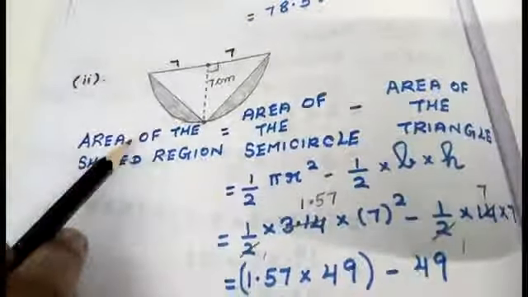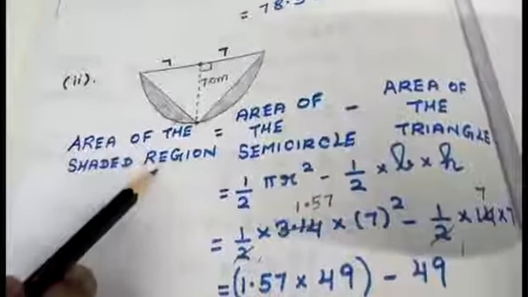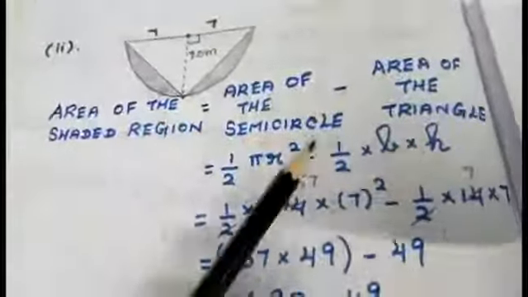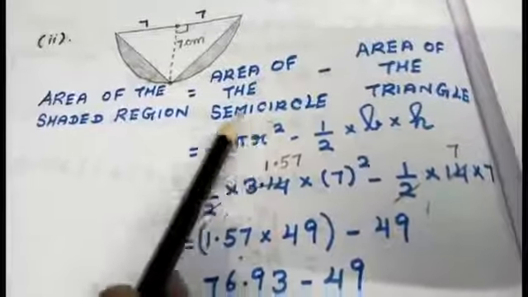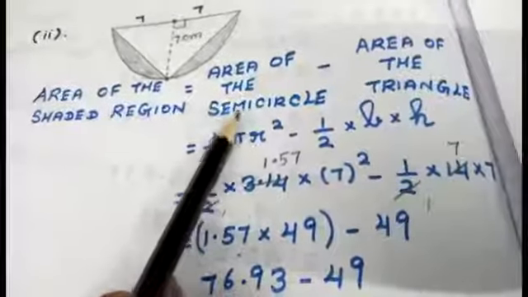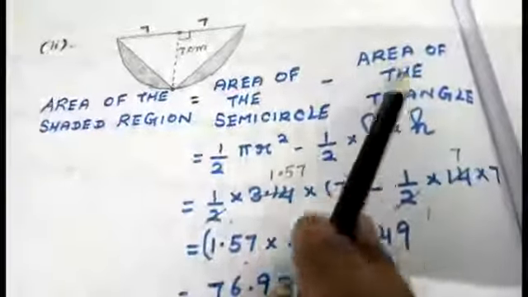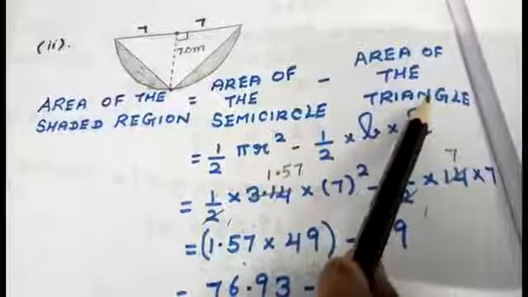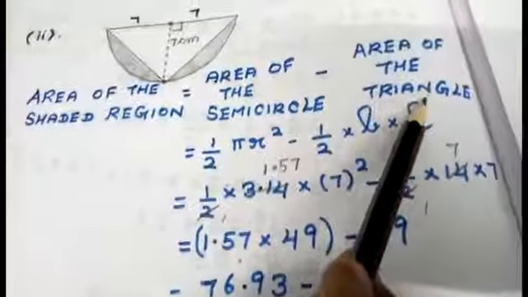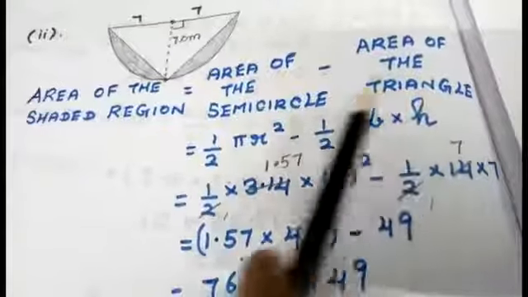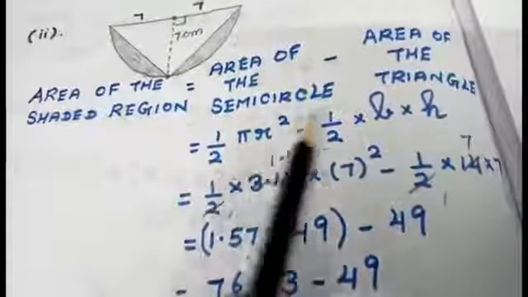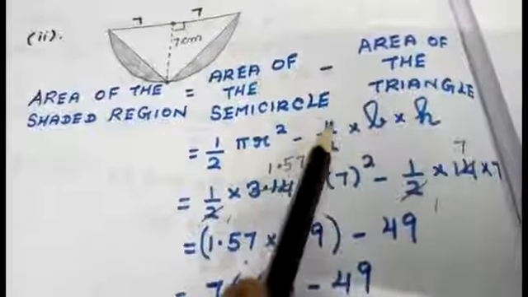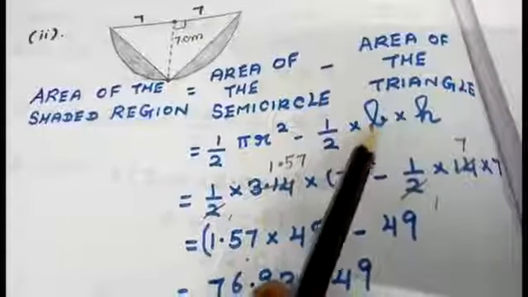So to calculate the shaded region here, I am going to do the sum like this. Area of the semicircle, that is the outermost figure. From that I am going to subtract the area of the triangle, which is the unshaded part. I am going to remove it. Semicircle means 1 by 2 pi r square. The area of a triangle is 1 by 2 into base into height.